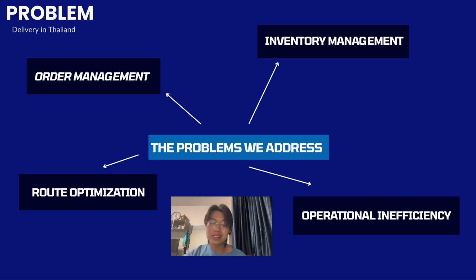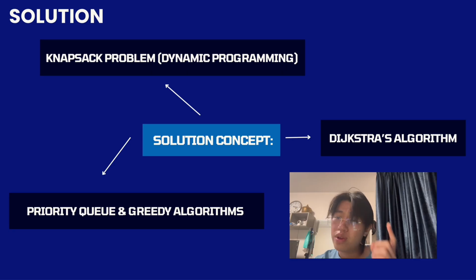The last problem is operational inefficiency. Okay, delays to process orders, high transportation costs, and manual route operation lead to customer dissatisfaction and higher operational costs. When you know the problem, we will solve the problem.